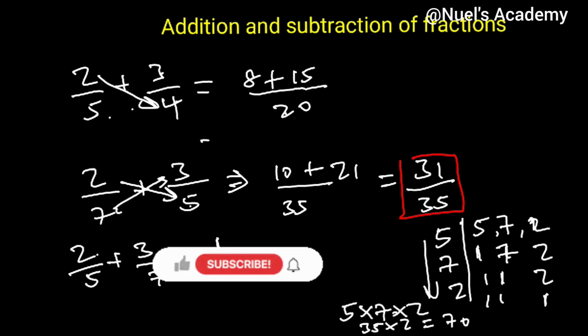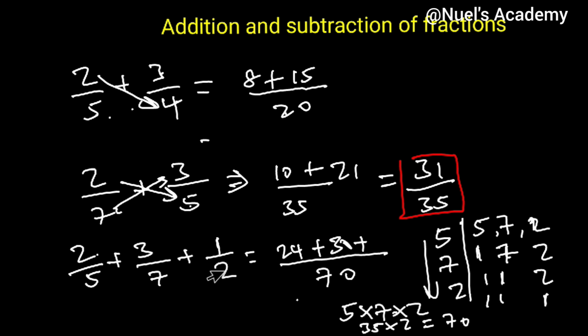And so we are going to write 70 at the denominator here. So 70 divided by 5 is going to give us 14. Then 2 times 14 is 28. Then plus 70 divided by 7 is 10. 3 times 10 is 30. Then plus 70 divided by 2 is 35. So 35 times 1 is 35.